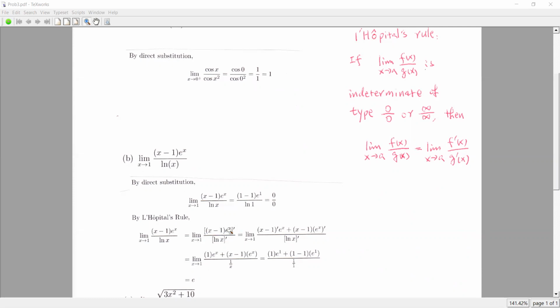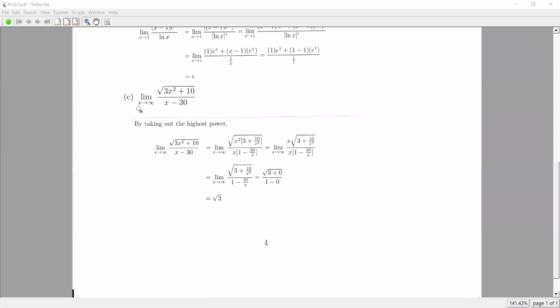The derivative of the numerator, I can use the power rule to compute it. The derivative of the denominator is 1 over x. Derivative of natural log is 1 over x. Now I have this limit. To find this limit, I plug in 1 for x. Then the limit is this number. This number is e. Therefore, the original limit is e.